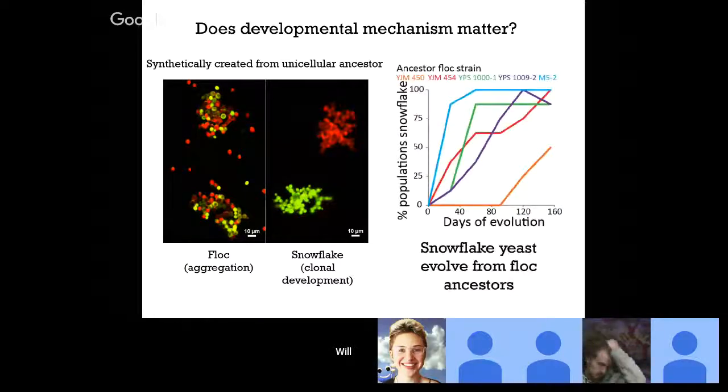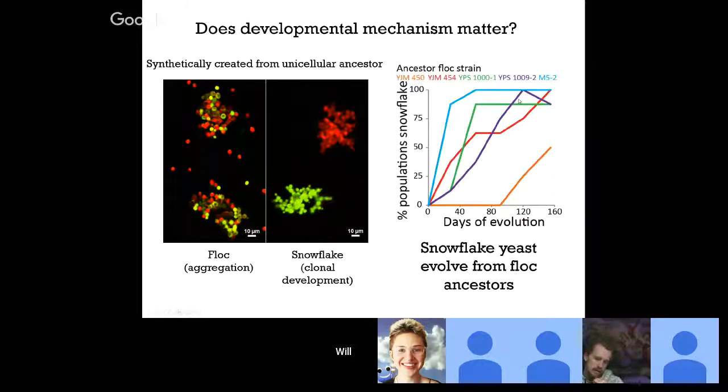And we previously had done a preliminary experiment where we took flock yeast from nature, which already settle fast, so they're pre-adapted to our environment, and we just selected them to continue settling faster. And we thought that they would just become more flocky. They already have a way to get to the bottom. But that's not what happened. Snowflake yeast basically evolved within the flock populations and took them over and drove the flock to extinction.